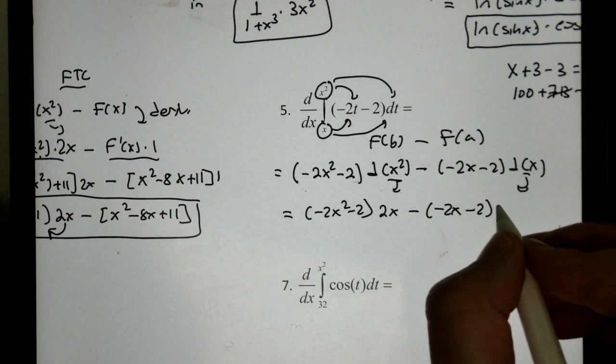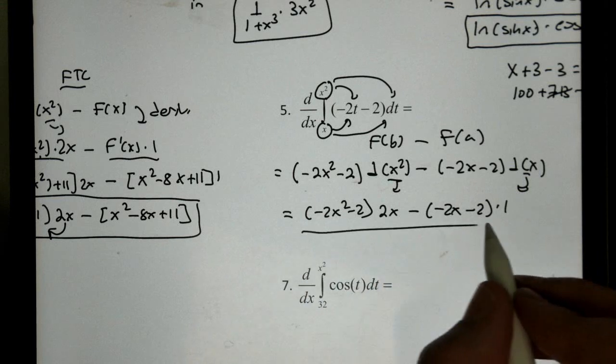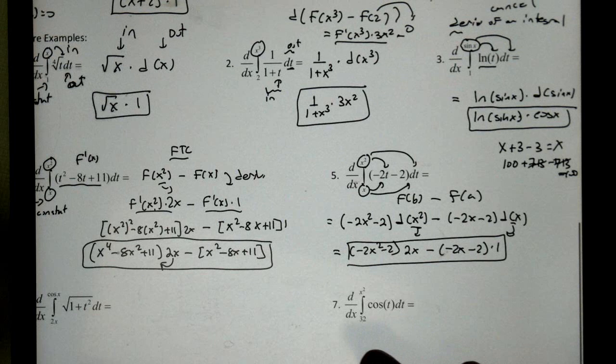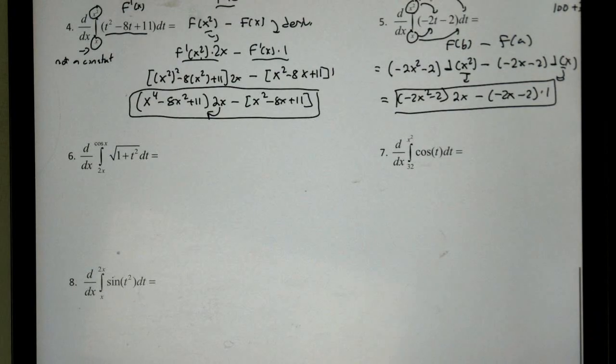What's the derivative of x? Just 1. And there's our answer here. Those get ugly, okay? Honestly, they don't get any uglier than that. Oh no, except for this one. Let's try D. So take a minute. Try part D real quick.